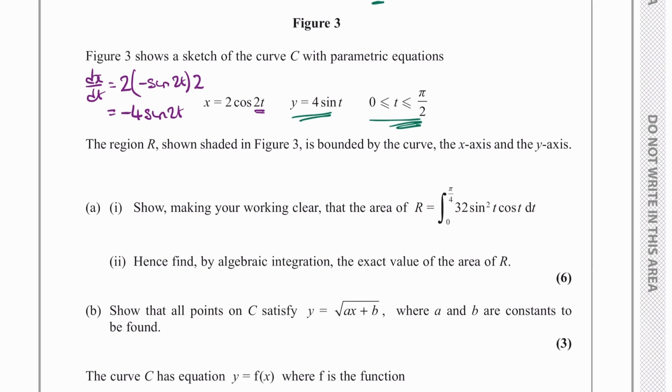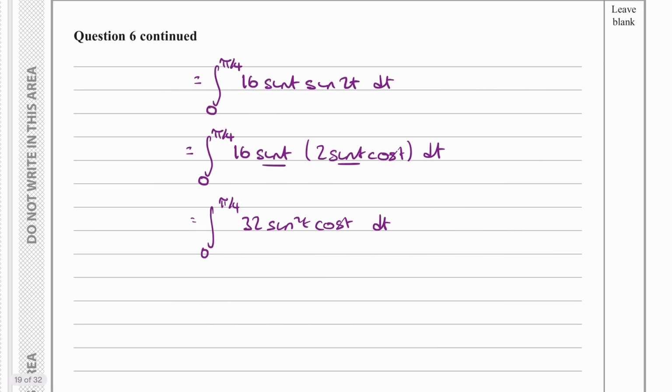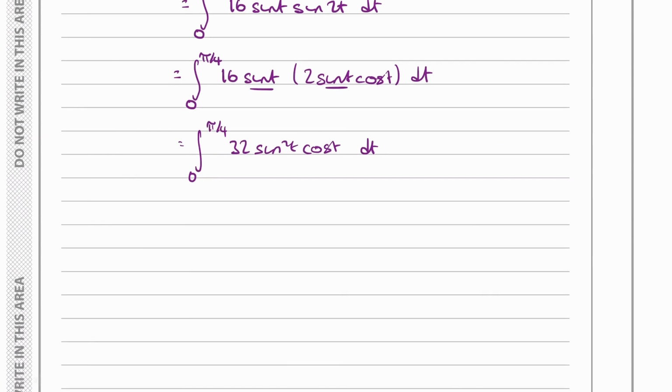For part 2, find by algebraic integration the exact area of region R. For now, we just need to substitute in our limits. Well, the first thing I'm going to do is bring this 32 in front of the integral. And the question is now, how do we integrate this? Well, we can use the reverse chain rule. Can you see that the derivative of sine t will give us cos t?